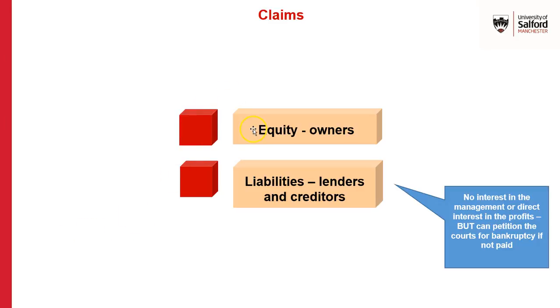The claims side of things, we've been talking about that: equity or shareholders, as they're also called, liabilities, the lenders and the creditors, the bondholders, lending in a formal manner, a bit like a bank lending, of course, bank overdraft. So there's no interest in the management or direct interest in the profits, but they can petition the courts for bankruptcy if not paid. We have mentioned that, and it's worth repeating. So they have this great sanction, this sledgehammer that they can take to the company.